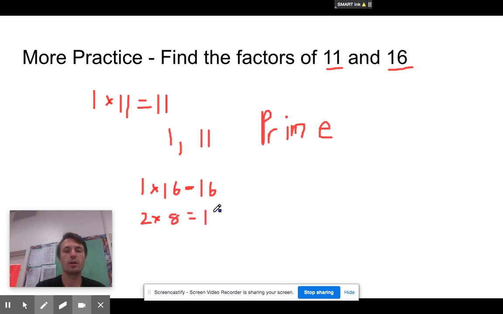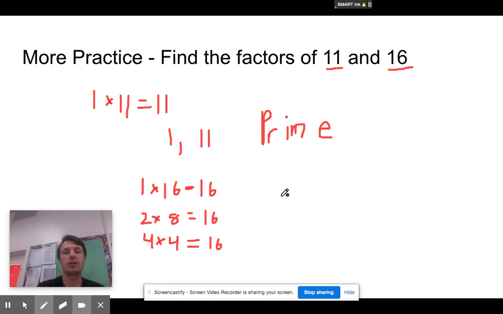Okay, now we keep going. Is anything times 3 16? No. Is anything times 4 16? Yes. 4 times 4 equals 16. Okay, is anything times 5 16? No. Is anything times 6 16? Nope. Is anything times 7 16? No. Is anything times 8 16? Yes. We already have that one. 8 times 2 is 16. And 8 is half of 16. It's halfway to 16. So there's no reason to go any farther.